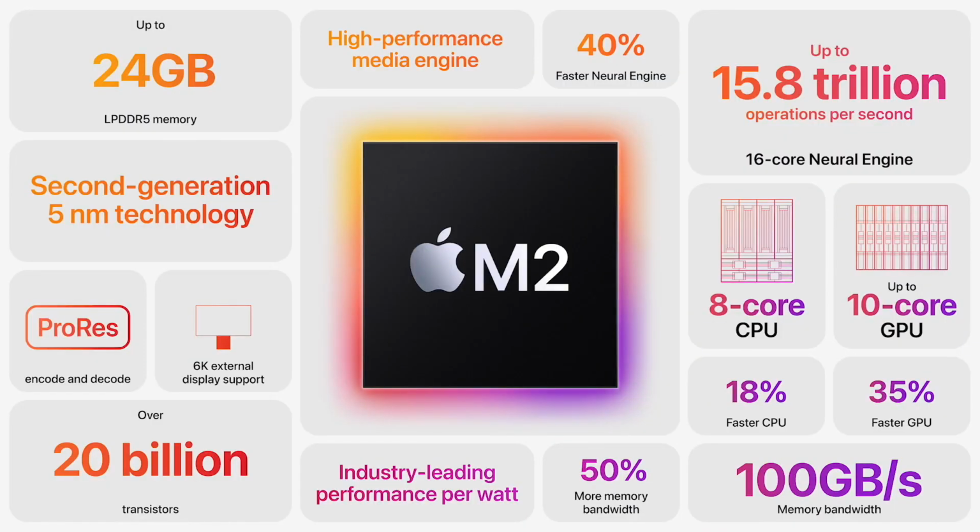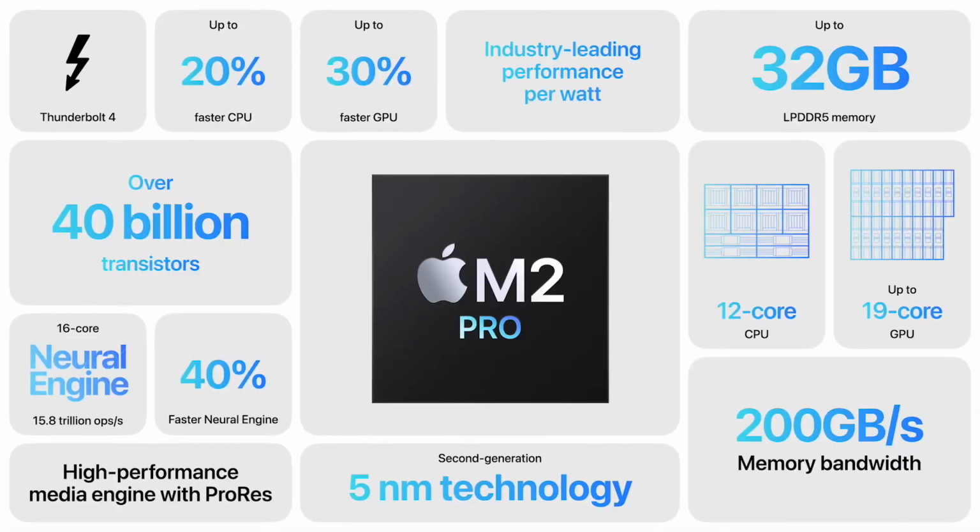So for the M2 version of the Mac Mini, we'll have an 8-core CPU, 10-core GPU, up to 24 gigabytes of unified memory, and 100 gigabytes per second of memory bandwidth, which is very impressive. Now the top range version of the Mac Mini, which is the M2 Pro version, you'll get up to 12 cores of CPU, up to 19 cores of GPU, up to 32 gigabytes of unified memory, which is a lot. And you'll get 200 gigabytes per second of memory bandwidth, which is very impressive.